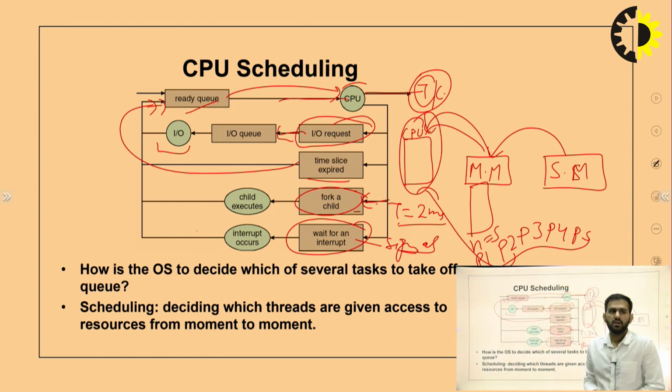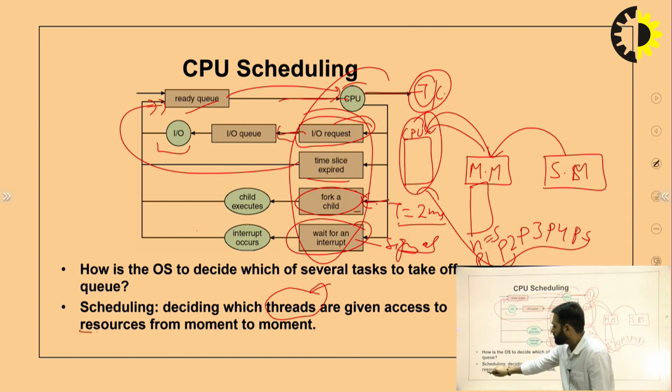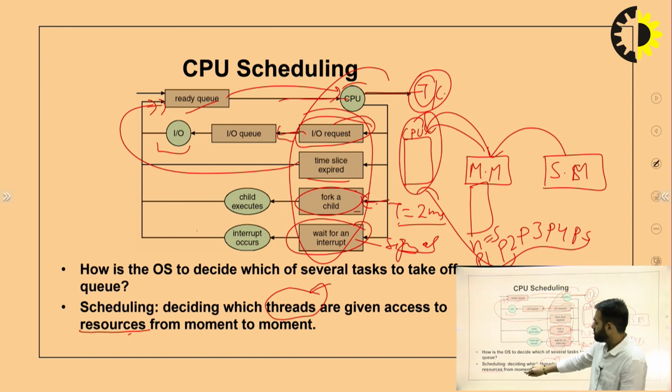Now next is how does the OS decide which of several tasks to take off a queue. These are the tasks. Scheduling means deciding which threads, which are nothing but a part of a process or a program, are given access to resources like any input output device or a file or anything like this from moment to moment.